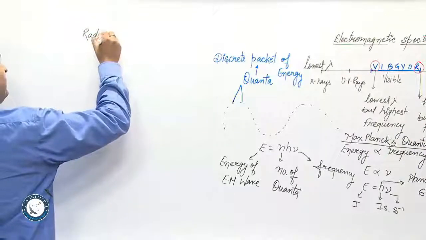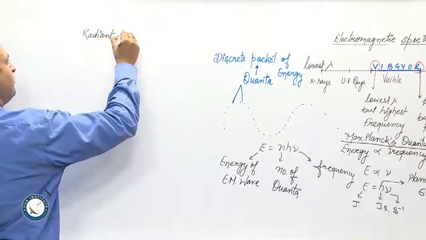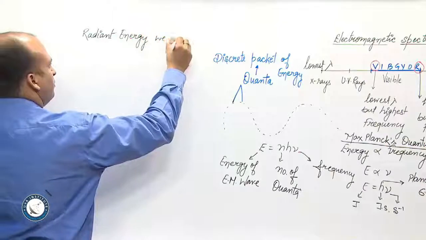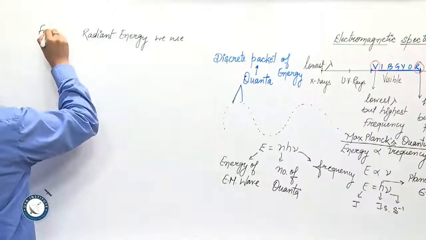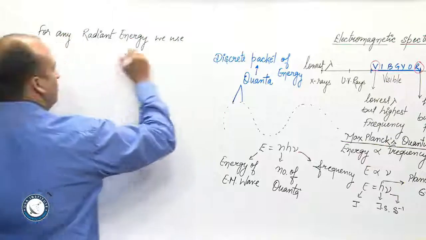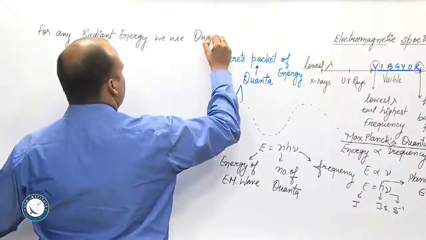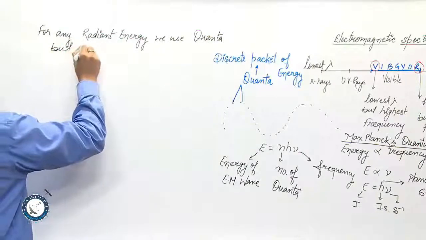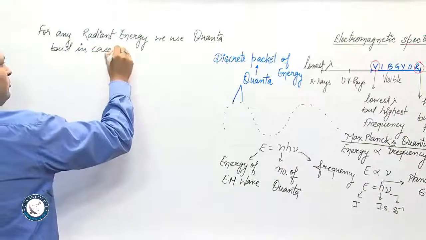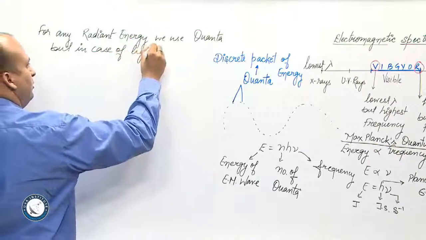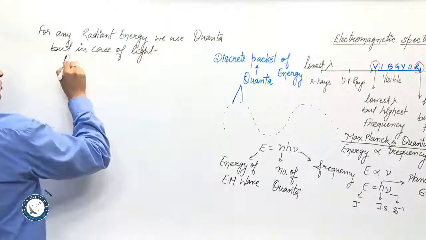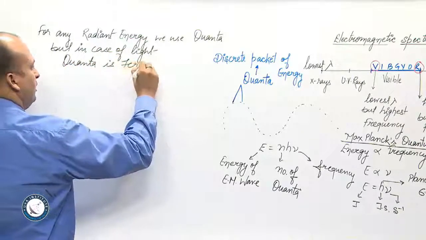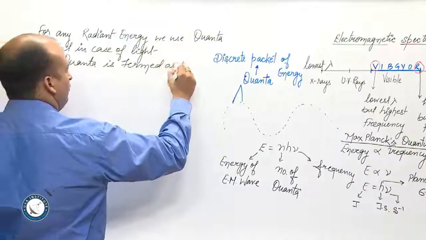For any radiant energy, any energy which radiates from one point to another point, we use quanta. But in case of light, quanta is termed as photon.